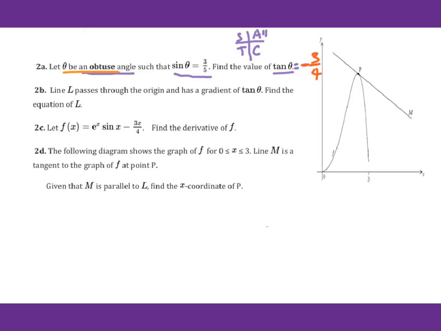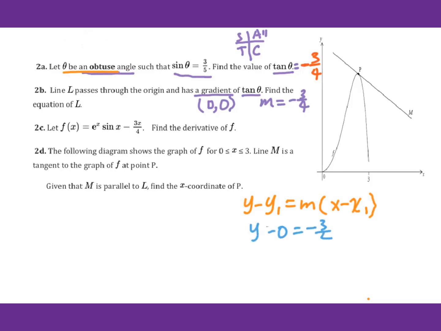Line L passes through the origin and has a gradient of tangent theta. Find the equation of L. Gradient means slope. So you get m equals negative 3 over 4. You are given the point (0, 0). So we use the point-slope form of a linear function: y minus y1 equals m times (x minus x1). We plug in. y minus 0 equals negative 3 over 4 times (x minus 0). y equals negative 3 over 4 x. So we write down y equals negative 3 over 4 x.